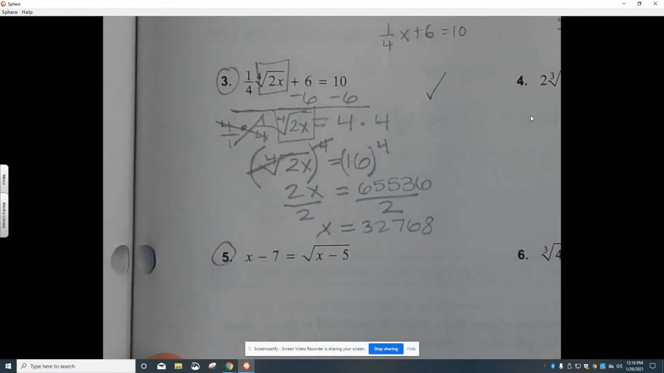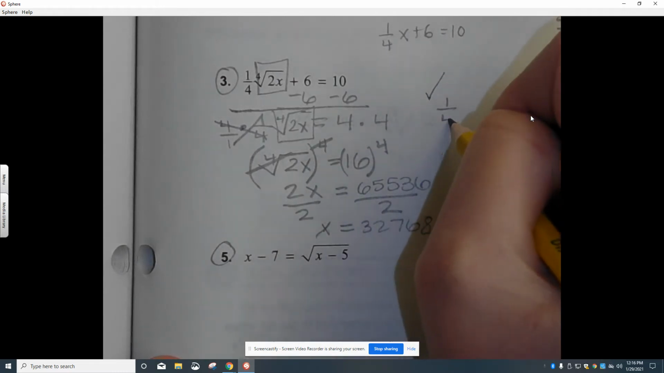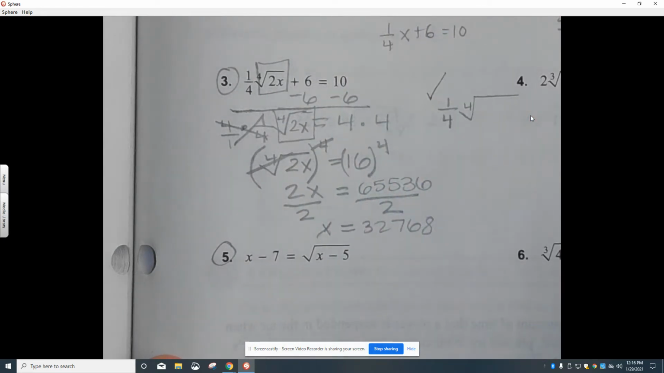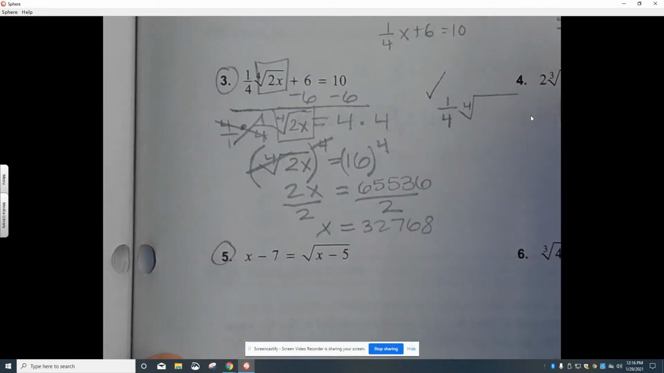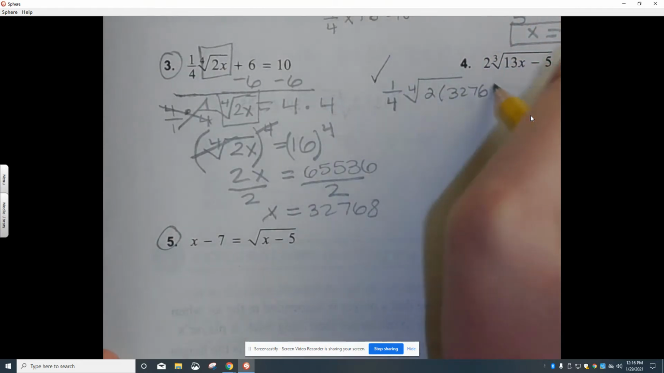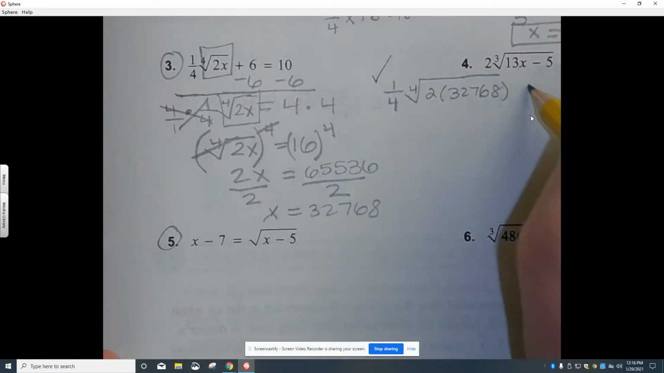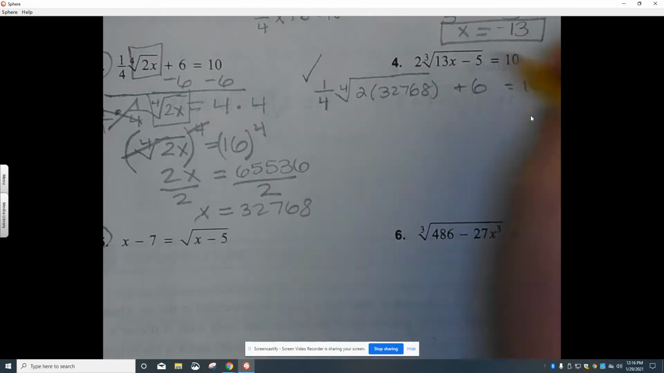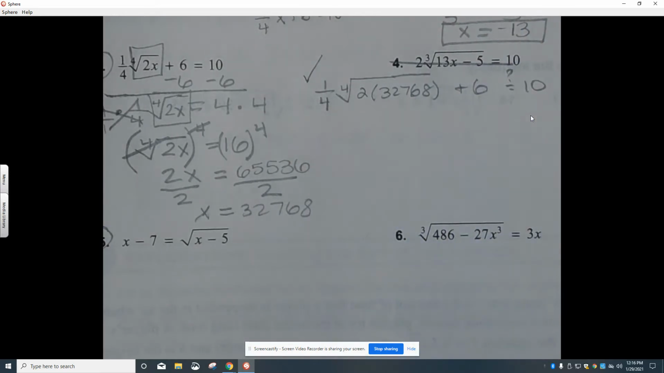So we're going to put a little check mark. Let's try to figure this out. 1/4, the 4th root, and we're not going to do number 4, so you can keep going over here. The 4th root of 2 times 32,768. And then be careful, the 6 is on the outside. And we want to make sure, does that equal 10?